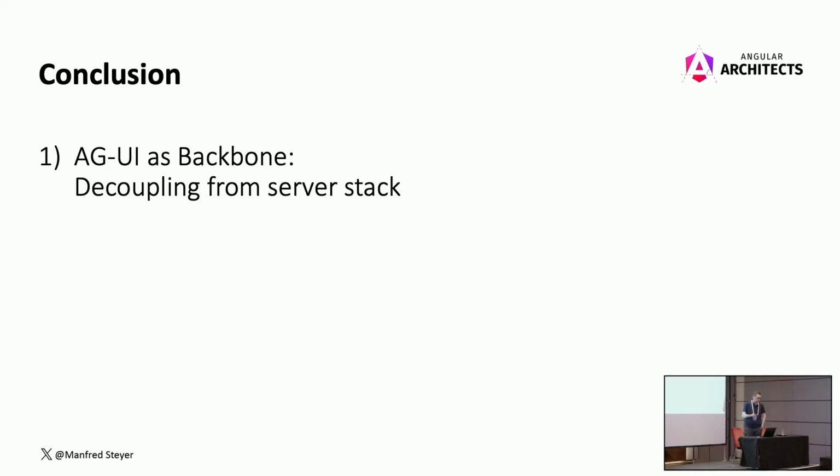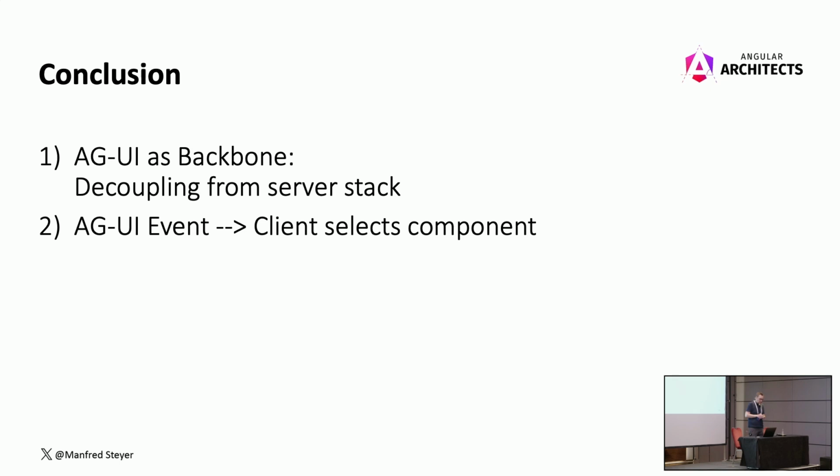Okay, let me conclude. What did we see today? Well, we have seen that AGUI acts as the backbone of all of this. It is decoupling our client from the server stack. That's really important because we don't want to be dependent on it. It should not matter whether we are using Spring AI or the Microsoft Agent Framework, Mastra, LangGraph, LangChain, or something else. We have seen that with AGUI, we are transferring events, and so the client can also select components to display, components the LLM has chosen for.